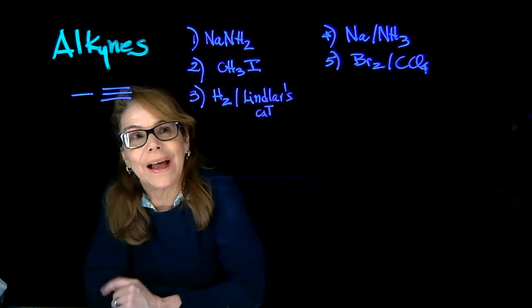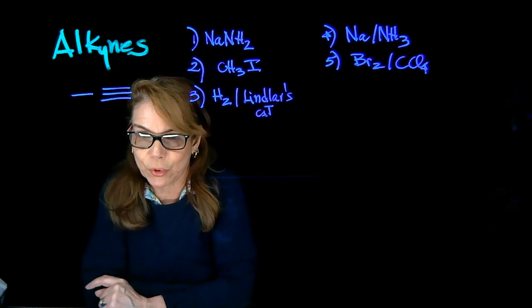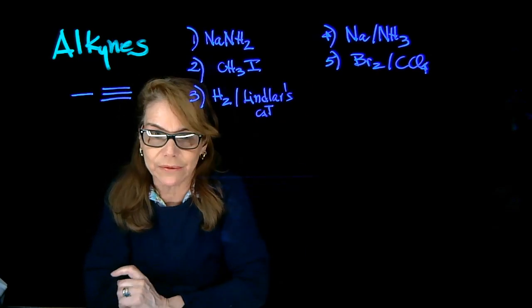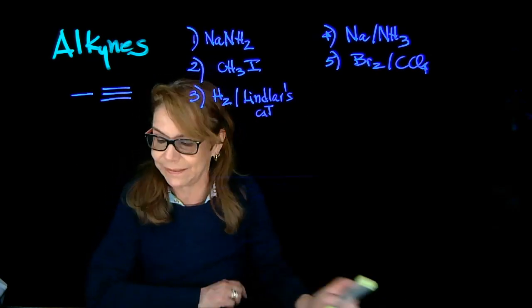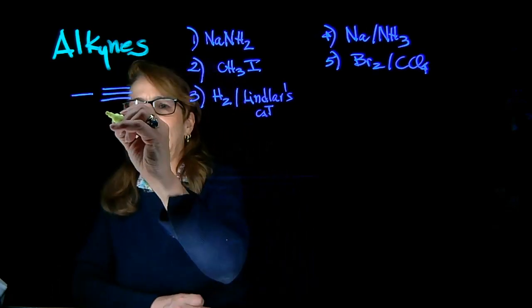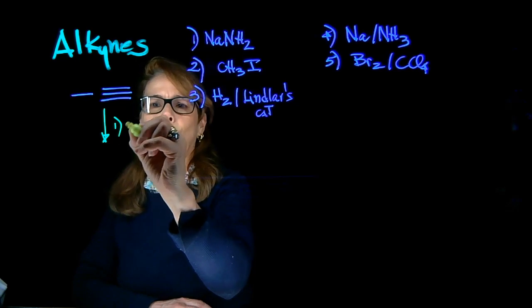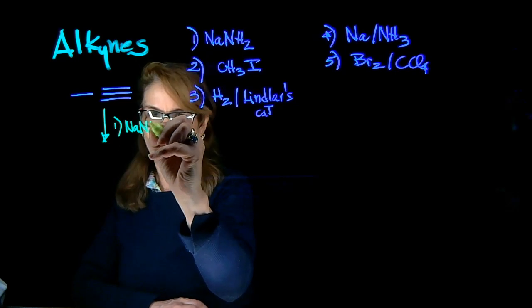In this problem, we have been asked to predict products when we treat propyne with this sequence of reagents. So let's do that step by step and see what is the product that we are creating. So I have propyne. First step says that I treat it with sodium amide.